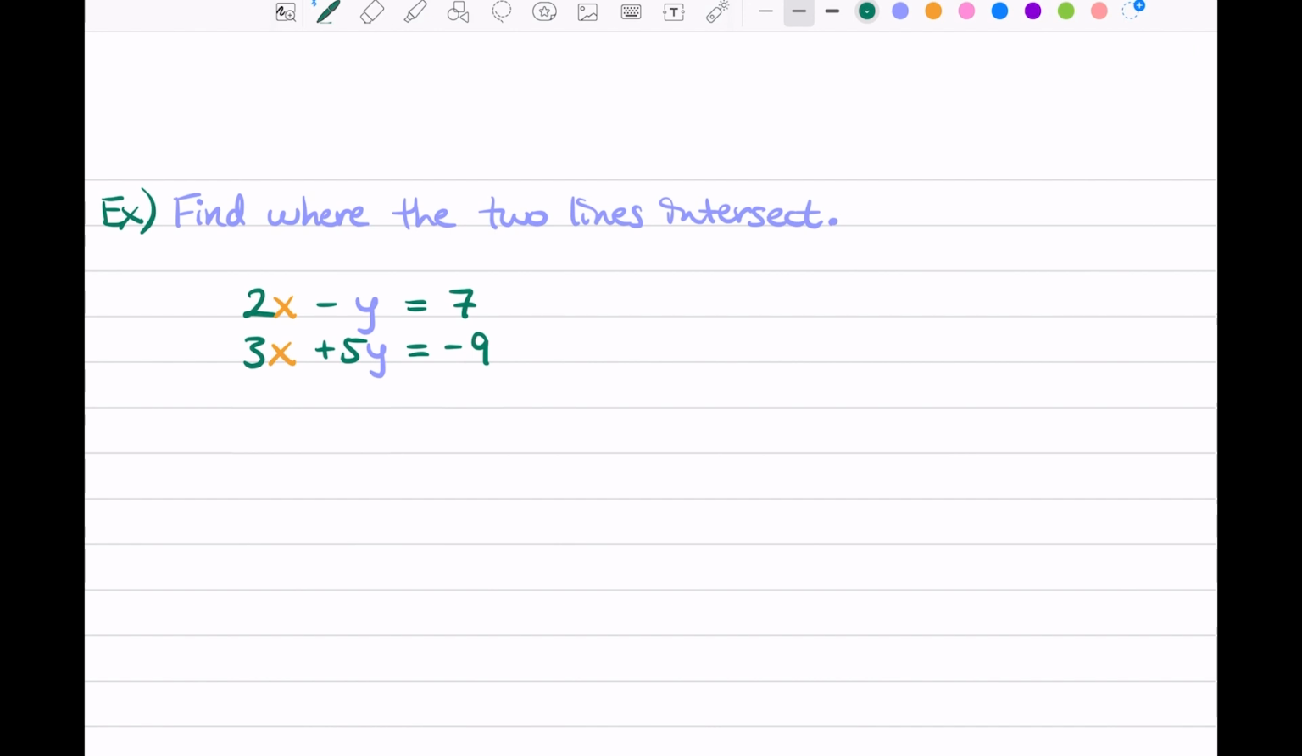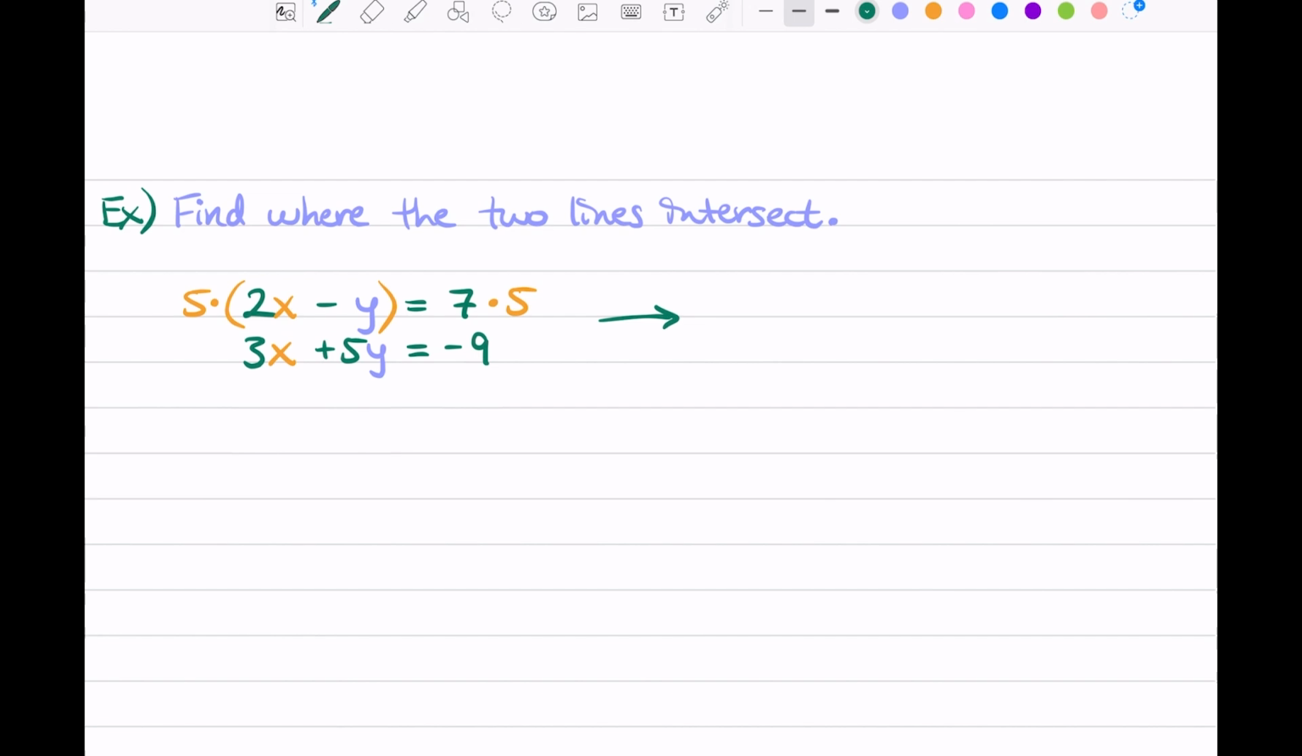Well, if you look at those y's, it would be really nice if this equation said minus 5y, because adding up the left side, we could just get rid of the y's. So using that thinking, watch what I'll do. I'm going to multiply each side of the first equation by 5. Remember, with an equation, you have to do the same thing to both sides. So let's see what this leaves us with.